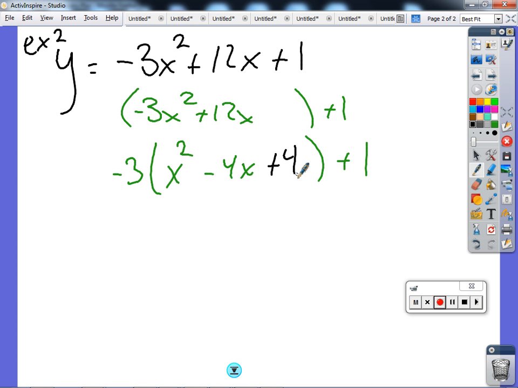Let's make sure we understand why it's 4. Melania, how did you get 4? Okay, so you took half of the middle term, negative 4, and then you squared it. Half of negative 4 is negative 2. Negative 2 squared is 4. Okay, everybody there with me?